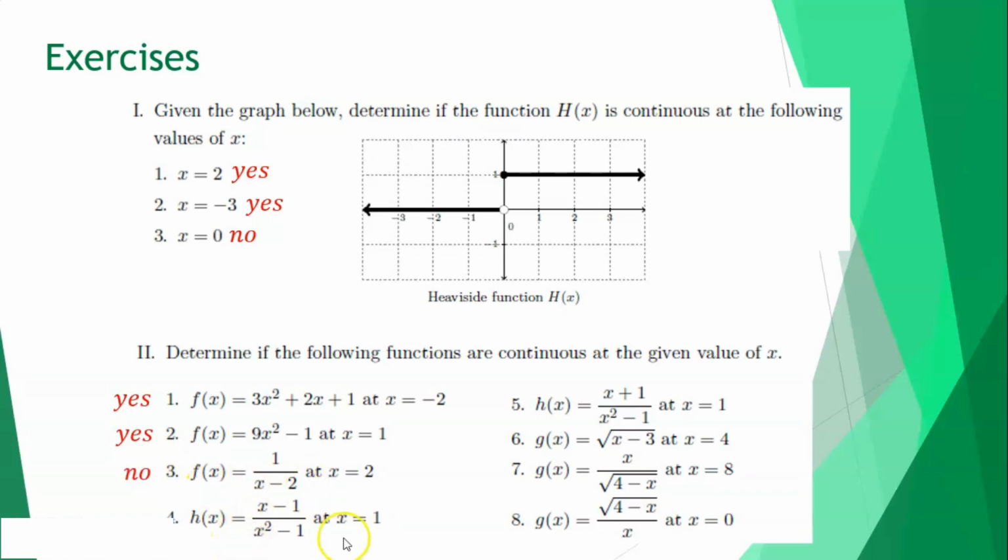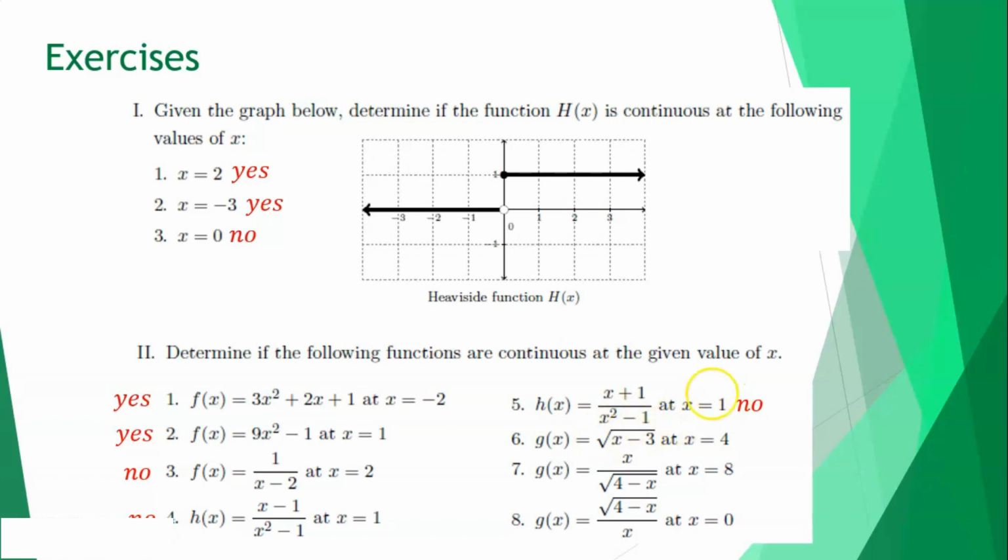For number 4, if our x is 1, take note when we substitute 1 here and here. So 1 minus 1, that would be 0. So 0 over 0, that would become indeterminate. So therefore, our answer is not continuous. Number 5, x is equal to 1. So 1 plus 1, that would be 2. And 1 minus 1, that would be 0. So still, our answer is no, because it will make the equation undefined.